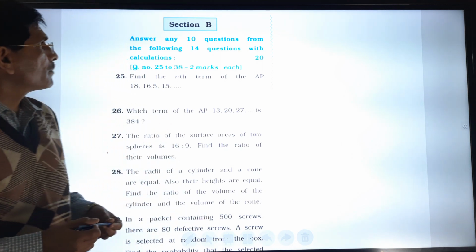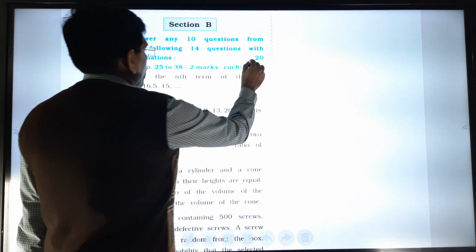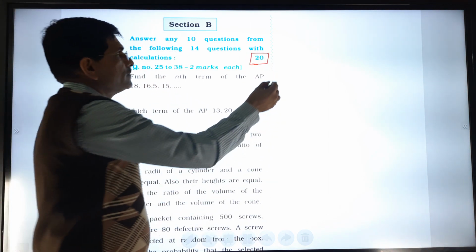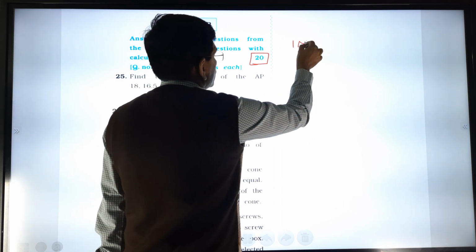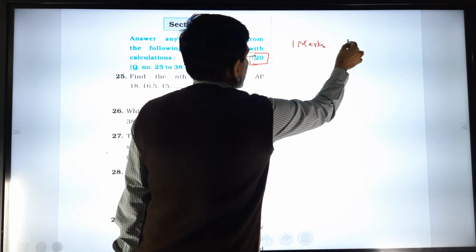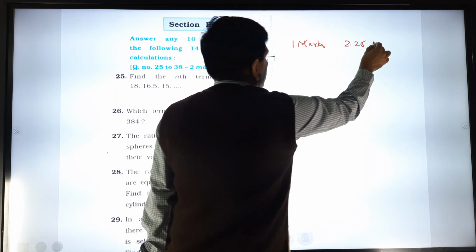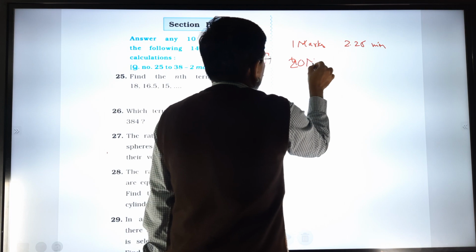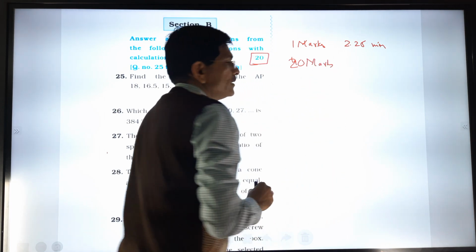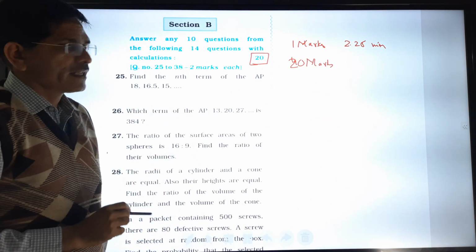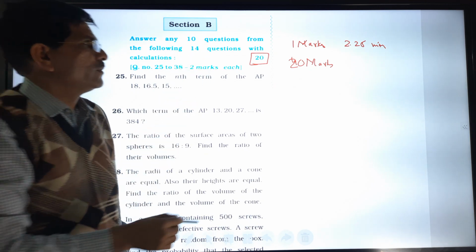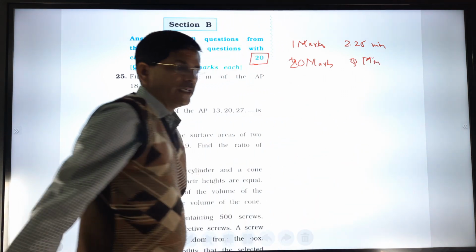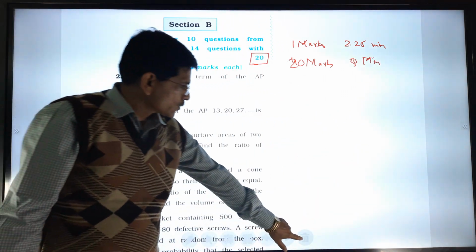In Section B, it says 20 marks weightage. Again, we have already discussed that for 1 mark each, always remember 2.25 minutes. So that is a 20 marks paper, Section B. 20 into 2.25, you will get at least 50 minutes. In 50 minutes you have to complete your Section B.